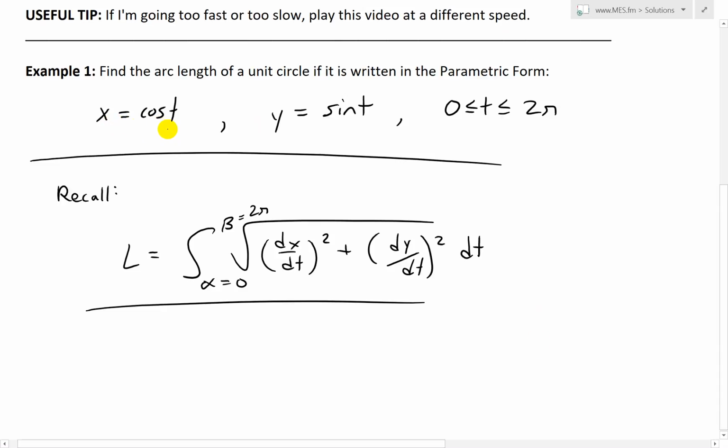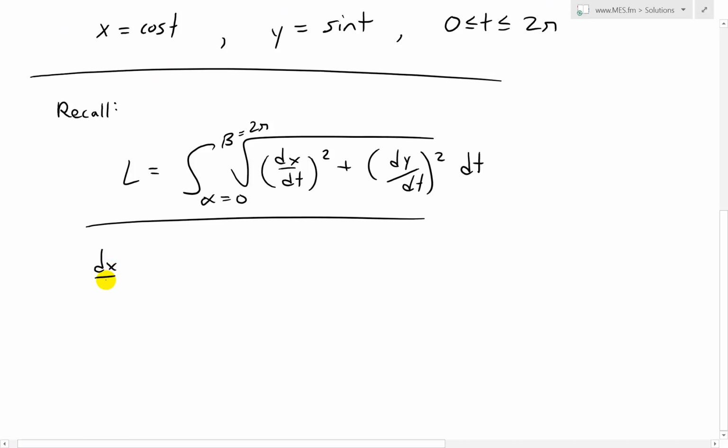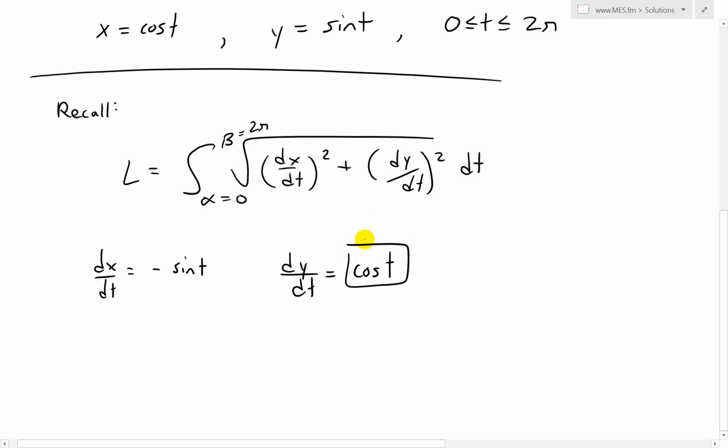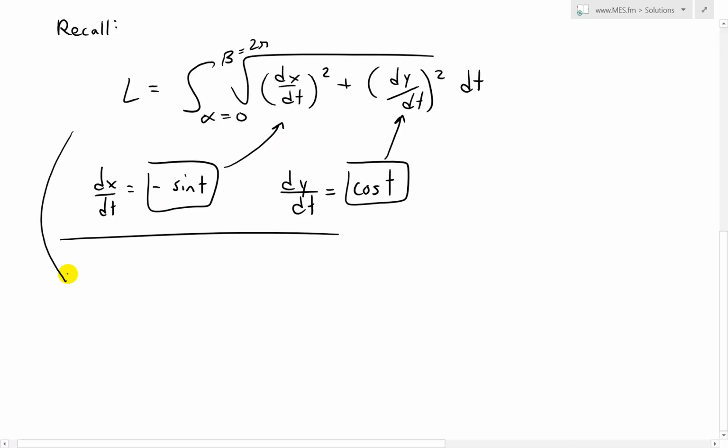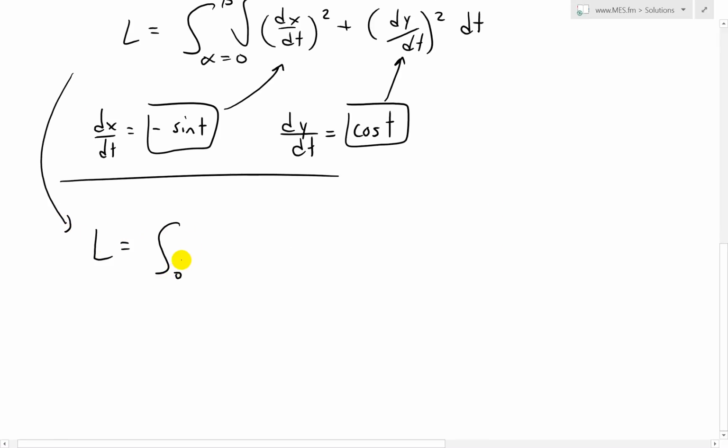Now our dx over dt, the derivative of the x variable, is the derivative of cosine t, which, recall, is just negative sine t. And then for y equals sine t, the derivative dy over dt is just cosine t. The derivative of sine is cosine t. So now we could throw these inside there, and what we end up getting is L is equal to the integral from 0 to 2 pi of a giant square root of negative sine t all squared, plus cosine t squared, and then dt.